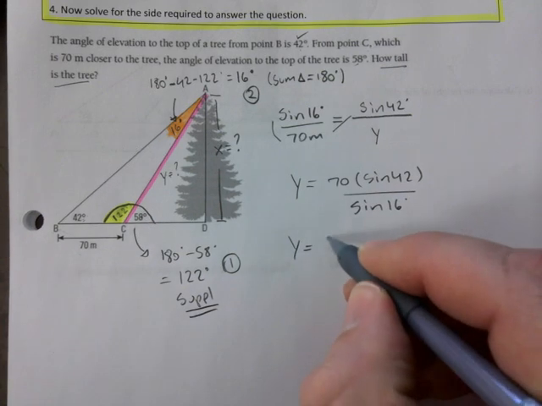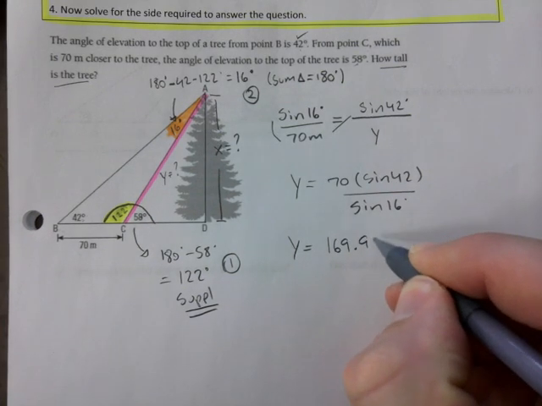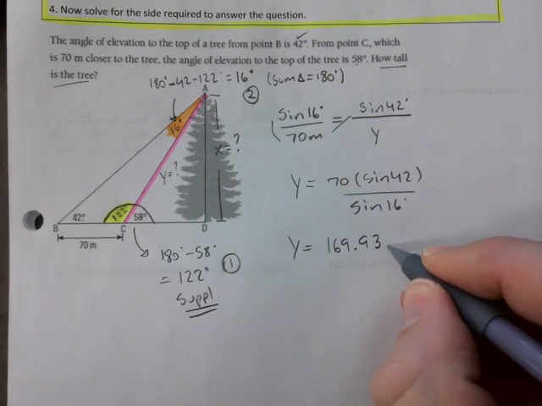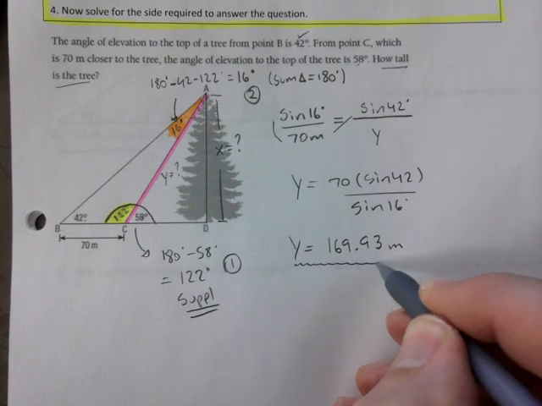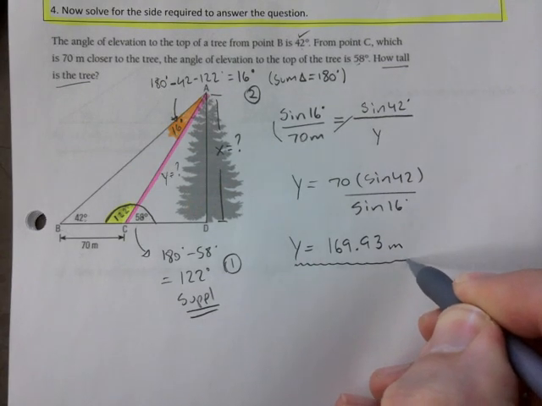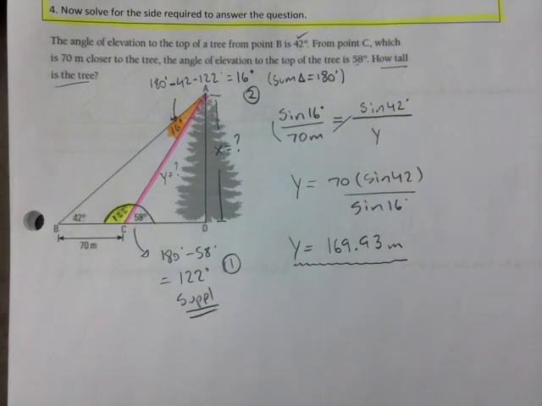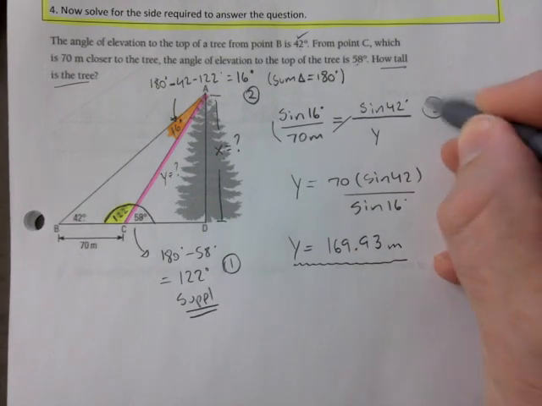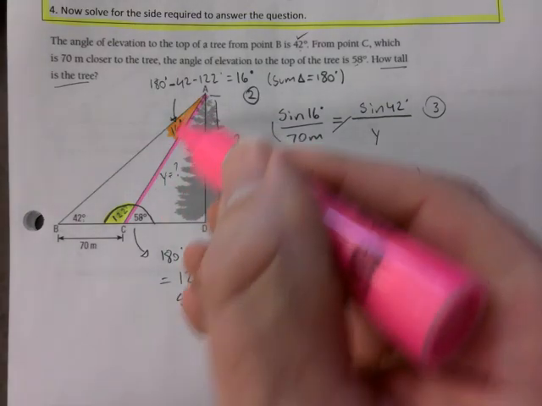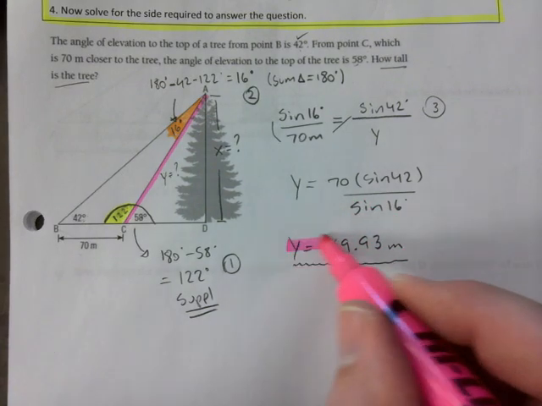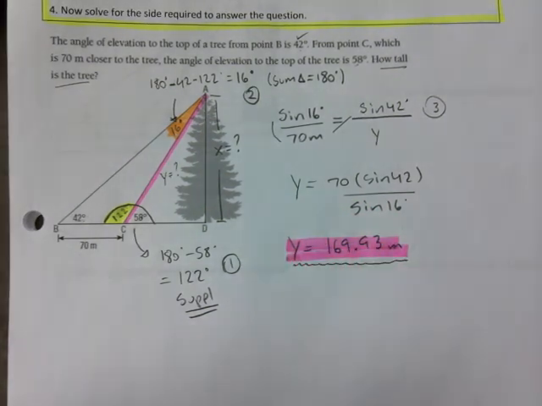I get 169.93, and we are in meters. It's not my final answer yet, but it's important. So I'm going to call this my third step. Whatever I just did there, that was my third step. I'm going to highlight that with the same color, if you're into highlighting, that's up to you. But I found that side.